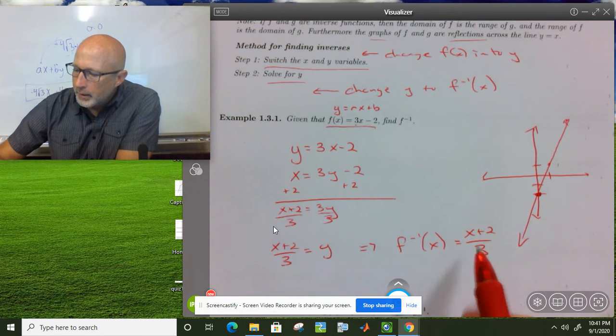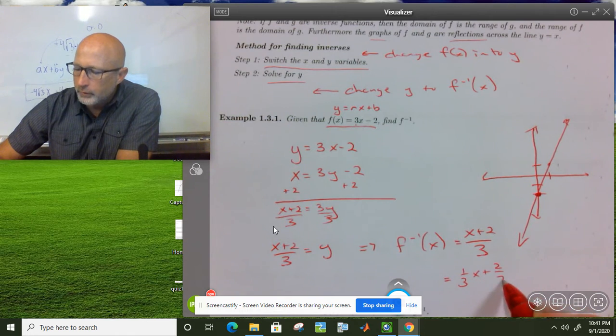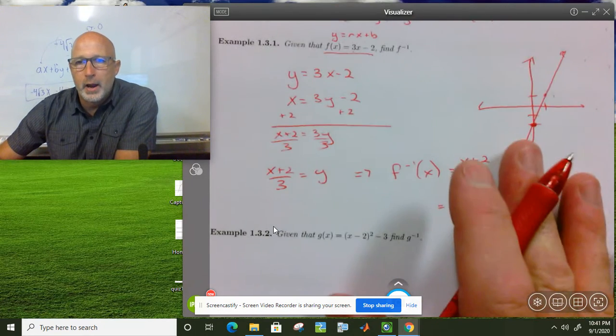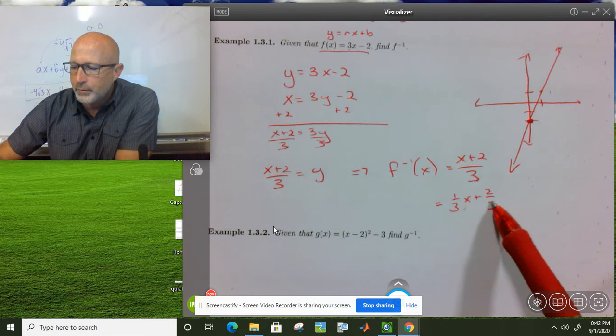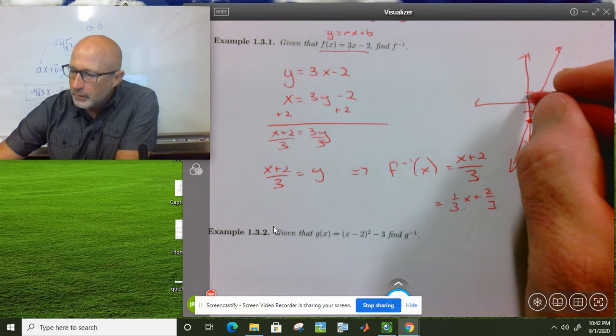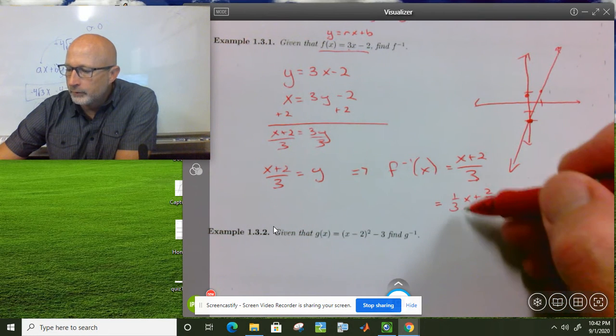Okay, now this one right here, I can write as 1/3 x plus 2/3. This is called the distributive property of division. I take x divided by 3 to get this, and then 2 divided by 3 to get this. So this is a y-intercept of 2/3, which is going to be right there, and has a slope of 1/3.